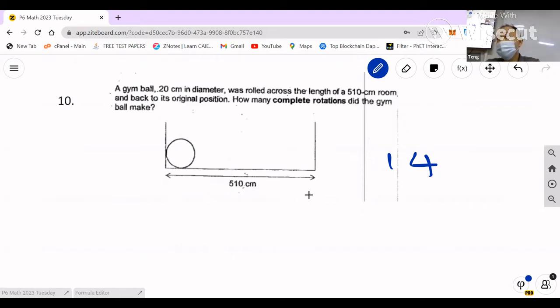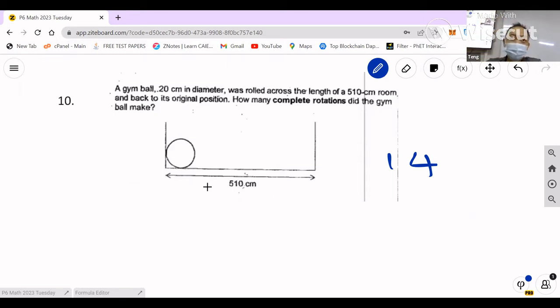Did it travel 510? Sarah? Did it travel 510 when it goes there and comes back? No. Then what's the distance it travels? Times 2? That's also not correct. Try. Christabel, what's the distance it travels? Go there and come back. So is it 510 times 2? I said no, right? Then what do you think it should be? Christabel? It's not 510 times 2.